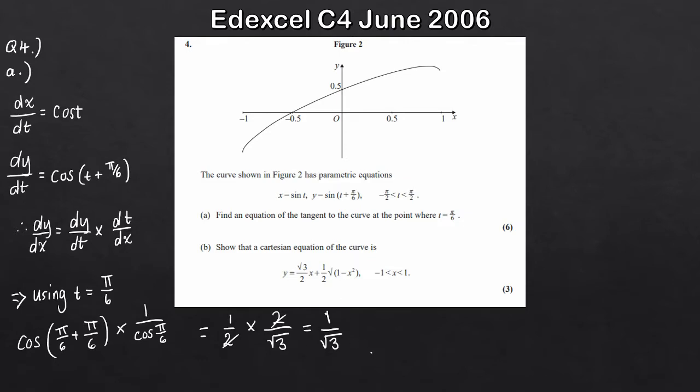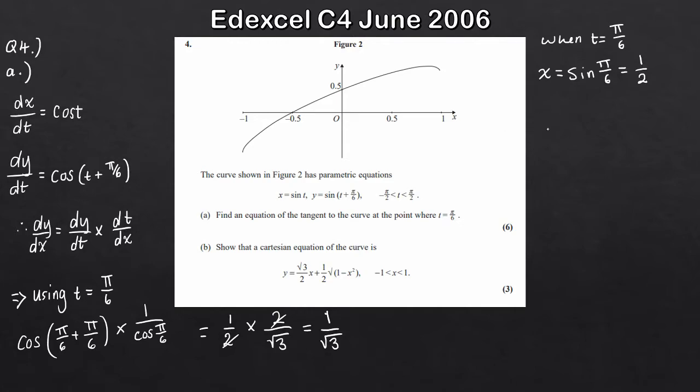Okay, so that's our gradient when t is pi over 6. All we need to do, and again it's the equation of the tangent, so we don't do anything further with it, is work out the x coordinate at t equals pi over 6, the y coordinate at t equals pi over 6, and then just use our standard equation for a straight line. So when t equals pi over 6, x equals sine of t, so sine of pi over 6, which we just know is 1 over 2, a half.